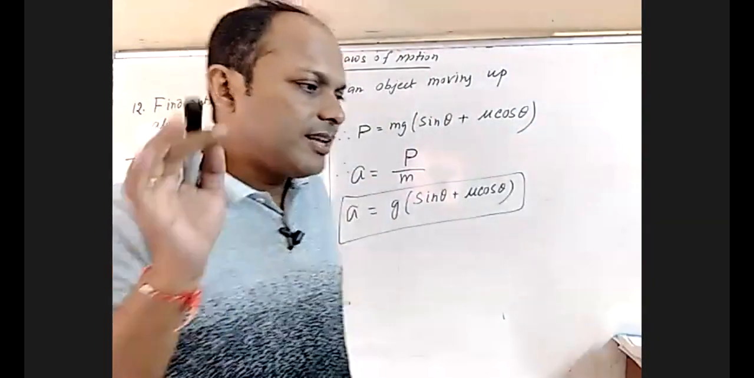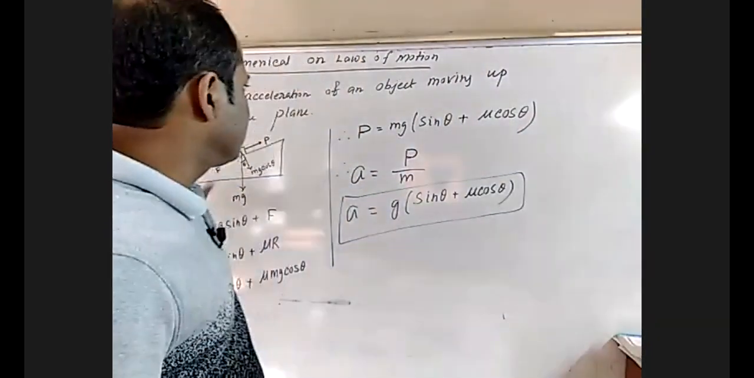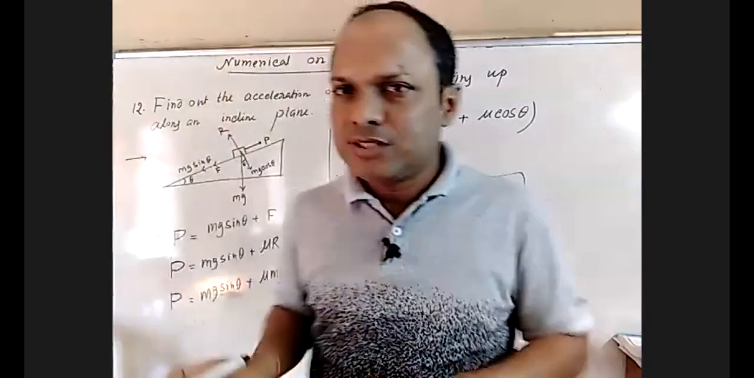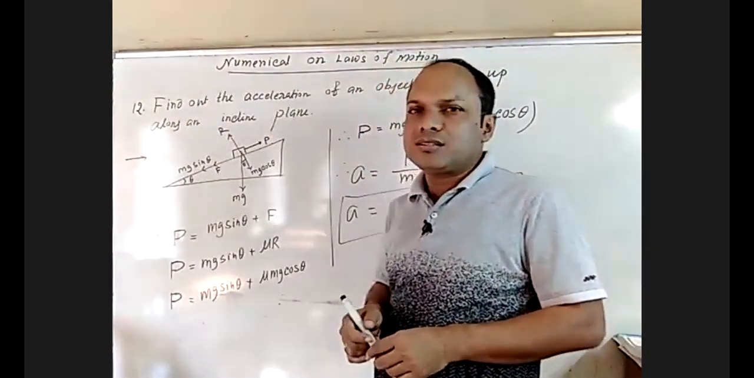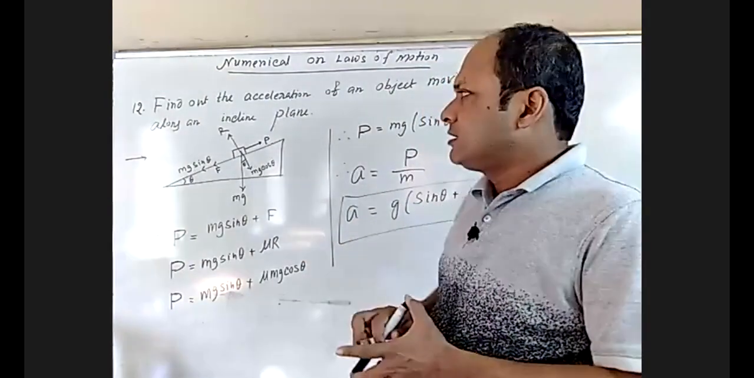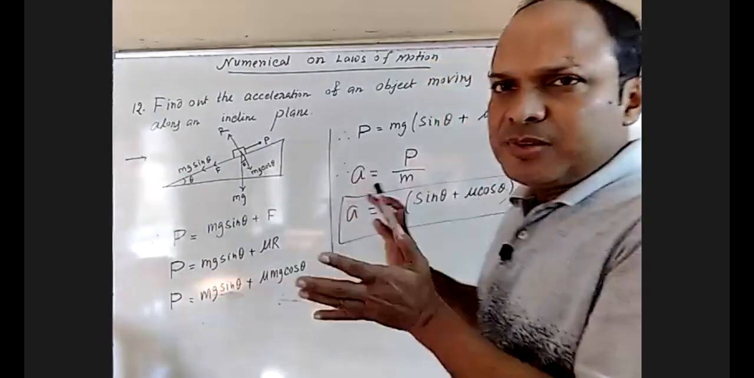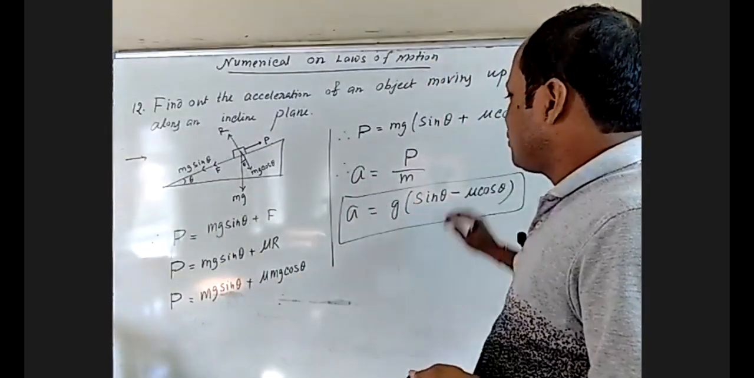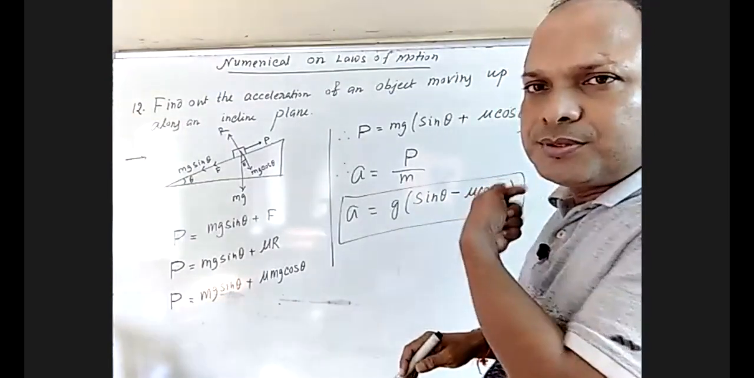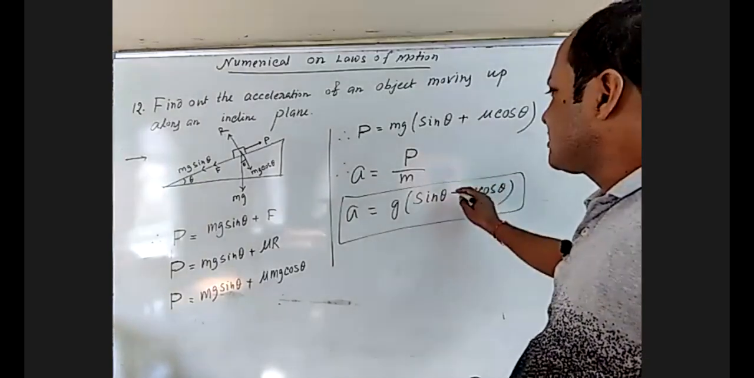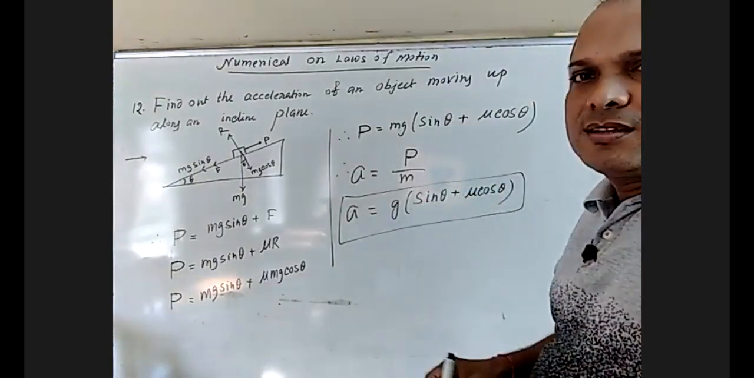If you have any kind of confusion regarding this derivation or whatever discussion I am making with you, you may ask, sir, this is not clear to me. I think the previous formula is very much clear to all of you. This was the minus whenever it is moving down. Now it is moving up, so it will be plus. Clear?